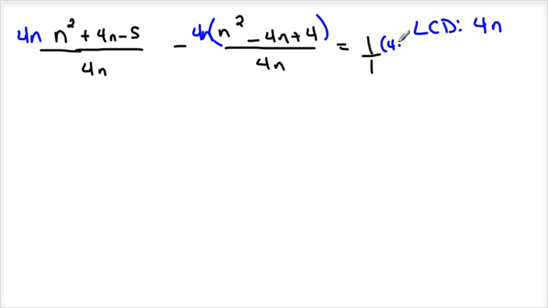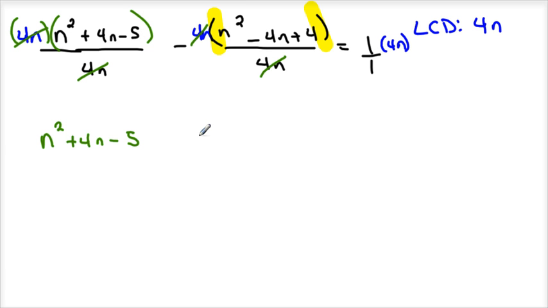And multiply this by 4n. So, what simplifies? 4n over 4n? Everything simplifies, leaving me with just n squared plus 4n minus 5. Next term, 4n over 4n, simplifies again. Very important: these parentheses around this quantity. Alright? Why are those very important?